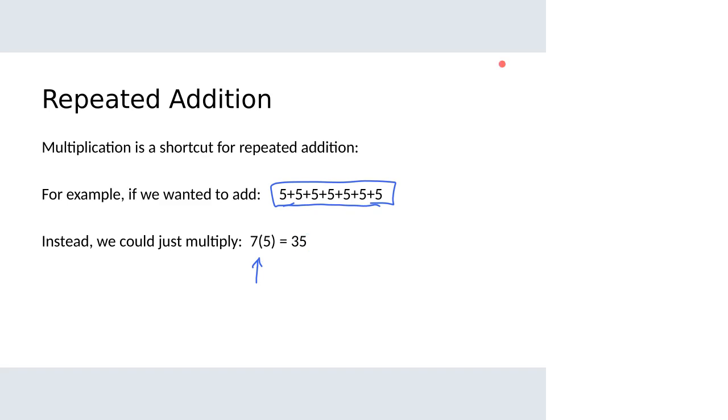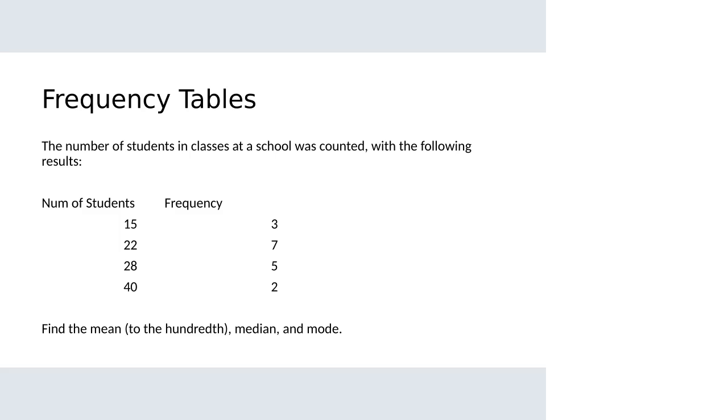And this may feel a little obvious, but it's going to be really important for us here in just a minute, that instead of adding up all of those 5s, we could just multiply to get the sum of them. Here's where this is going to come in handy for us. It's a different way to see data presented, and it's called a frequency table.